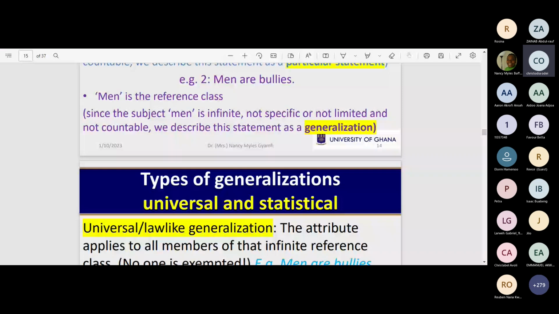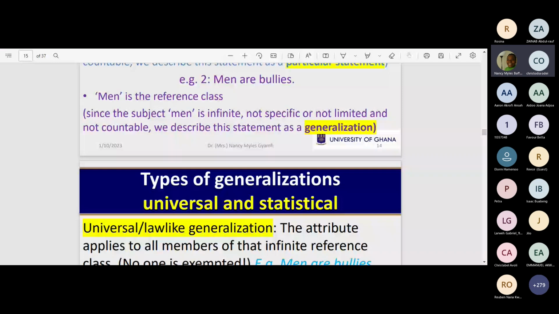Generalization, law-like generalization. The law doesn't care whether you are this or that. I mean the law properly applied. That's what law means: no exemption. So this type of generalization, which is different from a particular statement, which we have seen, doesn't even leave any member out. No exemption to the set.